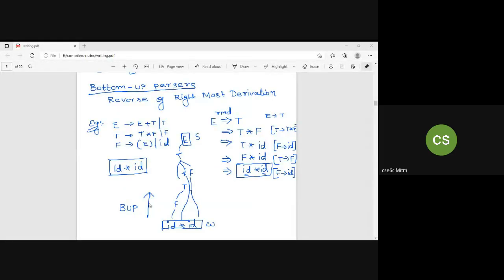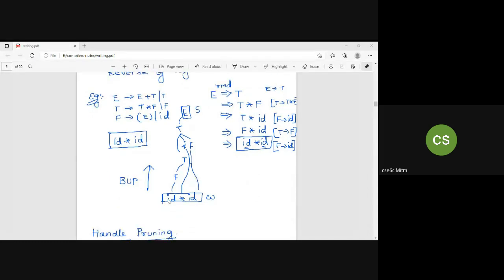So this is an example we took. We start with a string, reduce the handle, and form the start symbol. This is how bottom-up parsers work. Once you do the rightmost derivation, you follow the reverse of the rightmost derivation in order to do the bottom-up parsing.